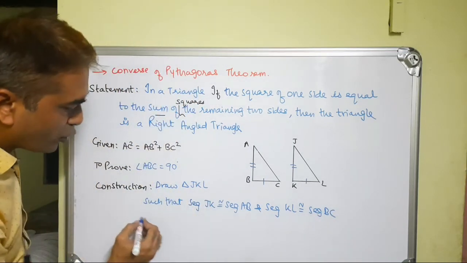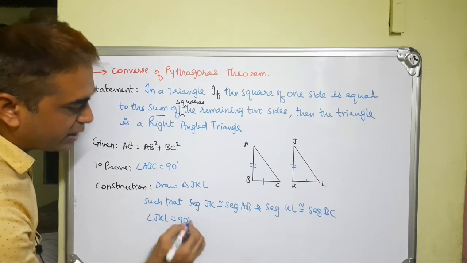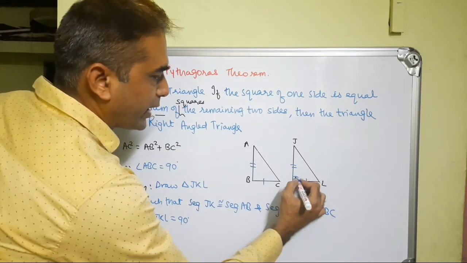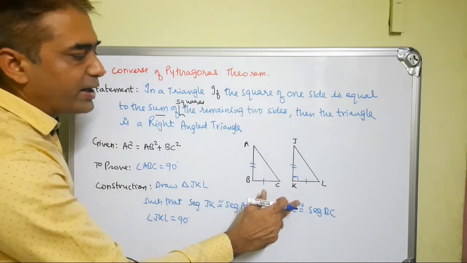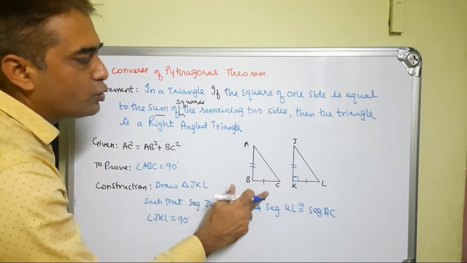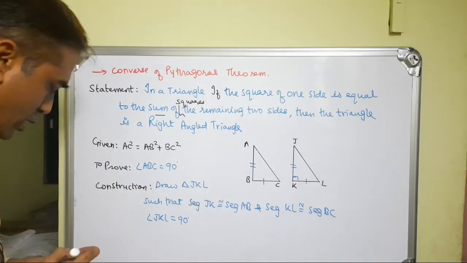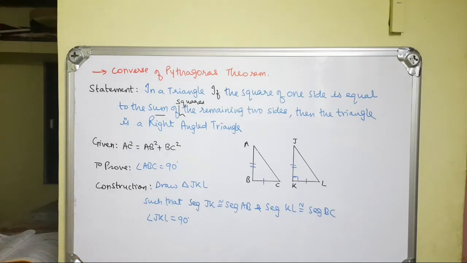And there's one more thing, that angle JKL equals 90 degrees. We have to draw a right angle triangle, and the two perpendicular sides should be equal to the perpendicular sides of the given triangle. Now we will write the proof.